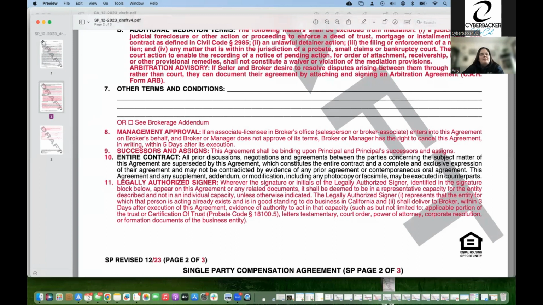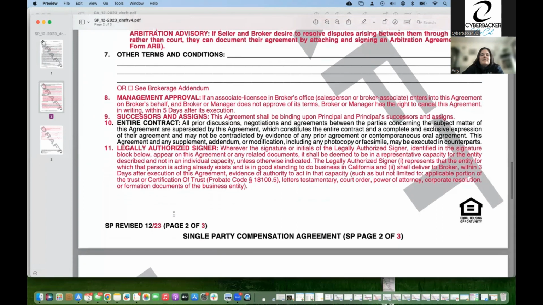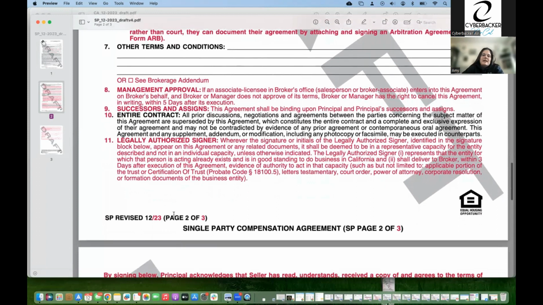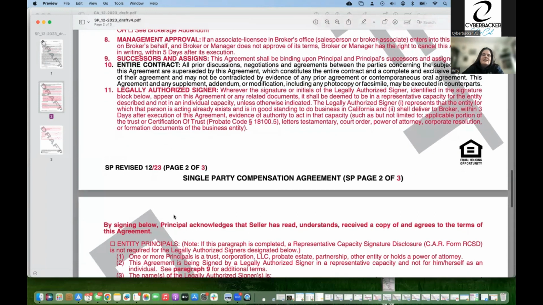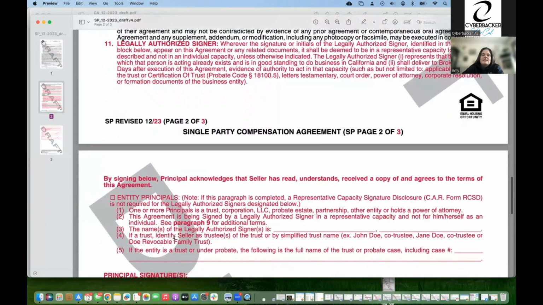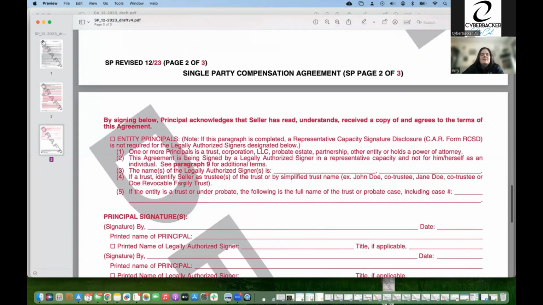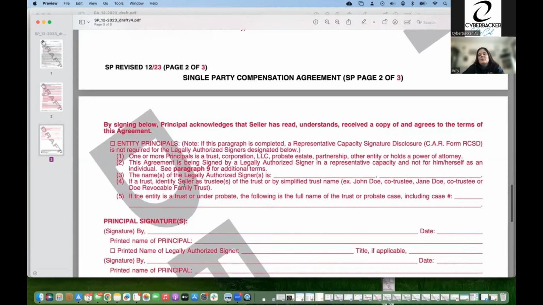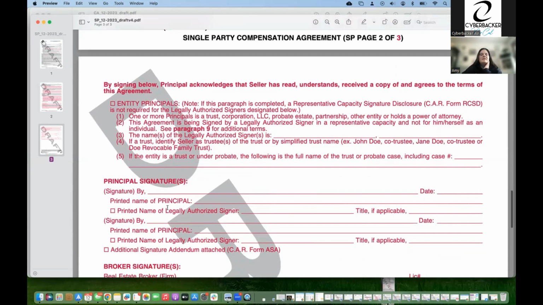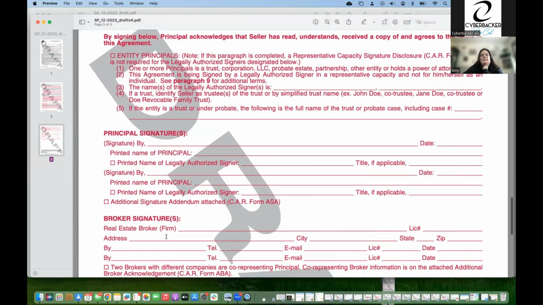This agreement shall be binding upon principal and principal's successors and assigns. 10 is the entire contract. And 11 is the legally authorized signer. Okay, it's just allowing for entity principals. So this is the same thing that we see on the listing agreement and the purchase agreement, they've added to this one, which allows for trusts, LLCs, corporations, probate, whatever that might be. Okay, principal signs here. Broker signs here.